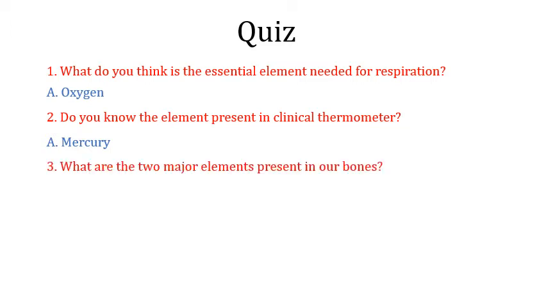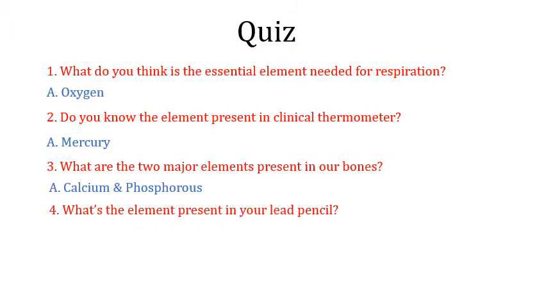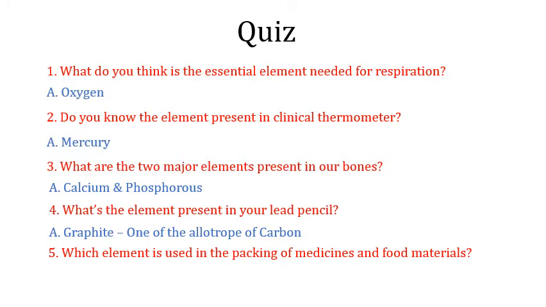Third one, what are the two major elements present in our bones? Calcium and phosphorus. Fourth one, what is the element present in your lead pencil? It's not lead. It's graphite, one of the allotropes of carbon. The last one, which element is used in packing of medicines and food materials? Yes, you are right. It's aluminium.